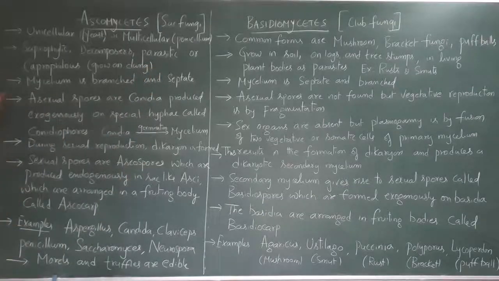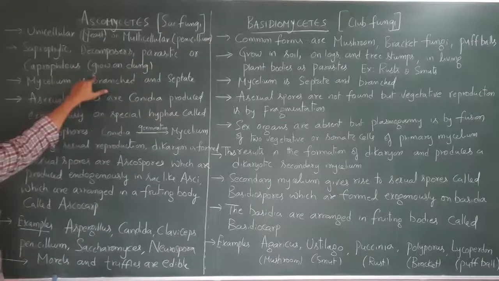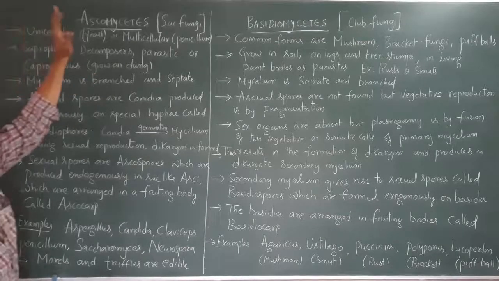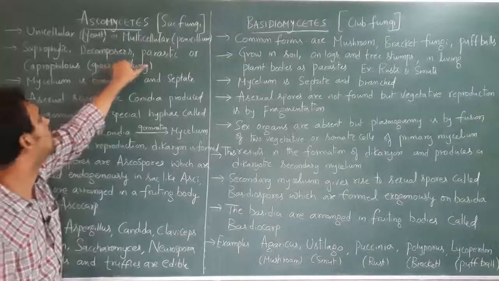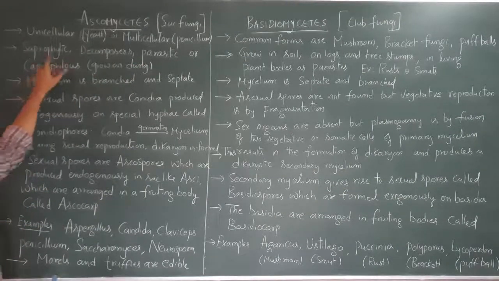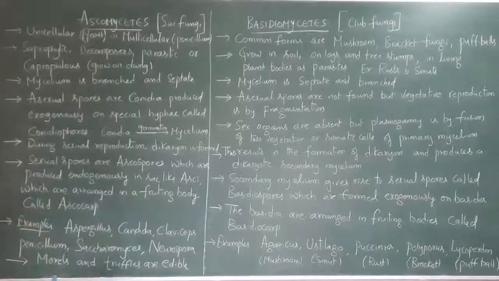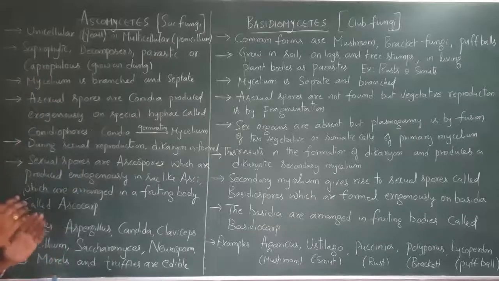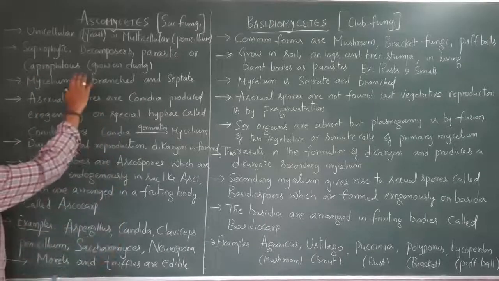Cow dung, okay, normally. So they are called coprophilous. They may be saprophytic or decomposers or parasitic or coprophilous. So coprophilous fungi come under ascomycetes. What do you understand by coprophilous? The fungi which grow on dung are called coprophilous.